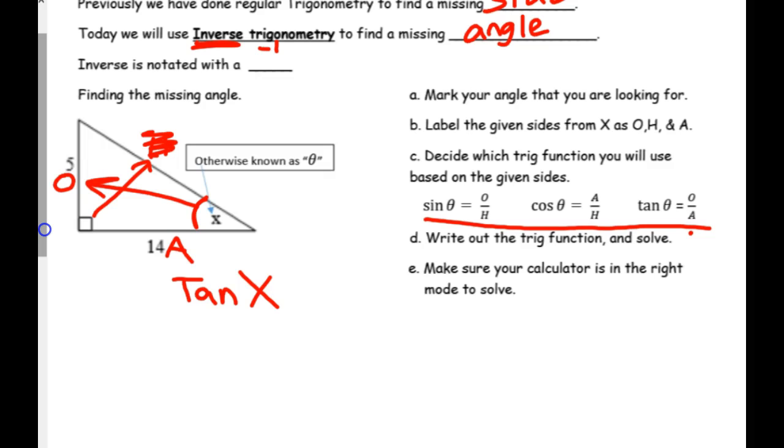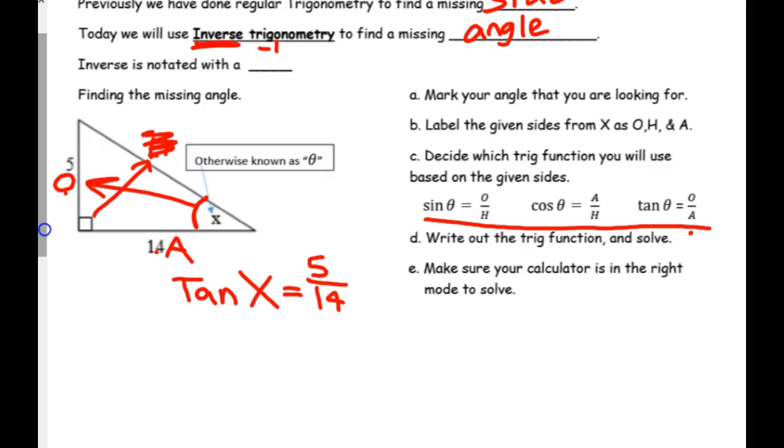Now, equals, and then again, O over A. So what over what? 5 over 14. Notice how X is not on the top or bottom of the fraction. Now X is over here in the angle part. Now, here's the deal. We're trying to find X by itself, right?